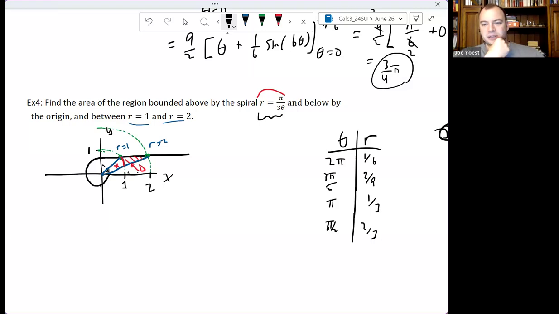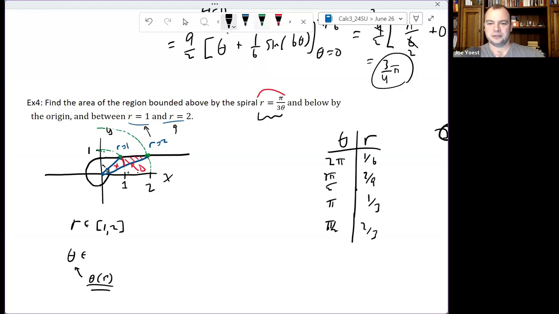So how might I want to approach this? Well, between r equals 1 and r equals 2 is kind of a super nice bound. I would like to work with this and then say, how does theta depend on the r's that I chose? Well, let's first figure out what are my two possible thetas here.